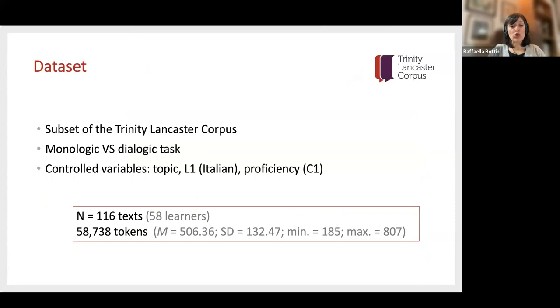I did this because I wanted to control for the variable of topic. So I wanted to analyze the language that learners produce to talk about the same topic across the monologic and the dialogic task. I also control for the learners' L1. I only looked at Italian speakers of L2 English and only at the C1 proficiency group for now. And the final data set was about 58,000 tokens.